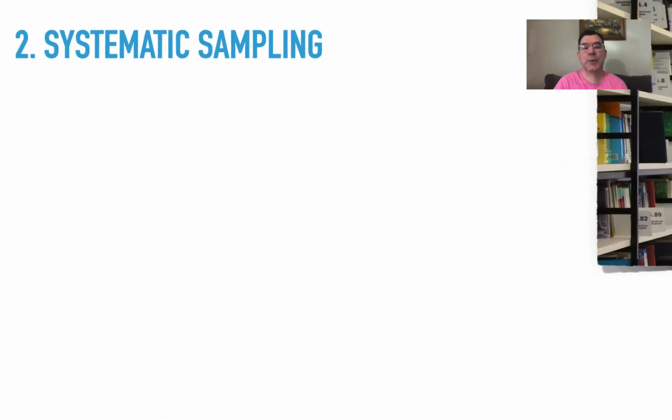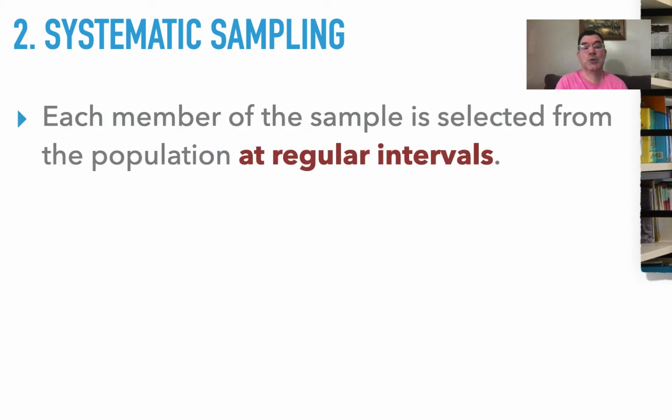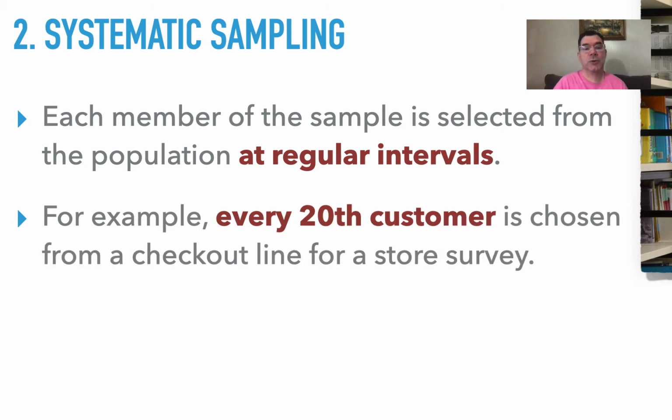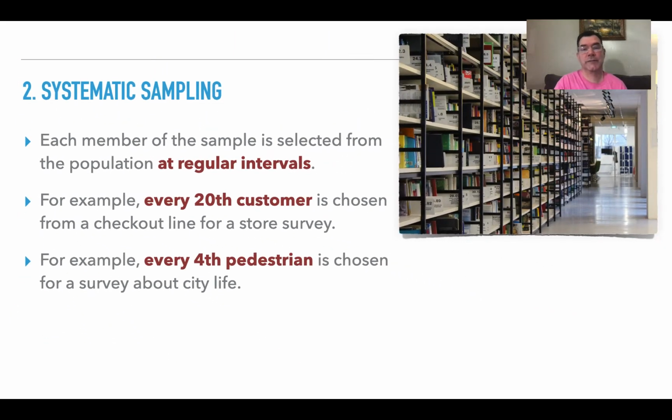Another way to sample is to use systematic sampling, and that's where you choose people at regular intervals. So, for example, you're waiting outside of a store and you ask every 20th customer to take the survey. Another example is every fourth pedestrian in the park. You ask them about city life in a survey.